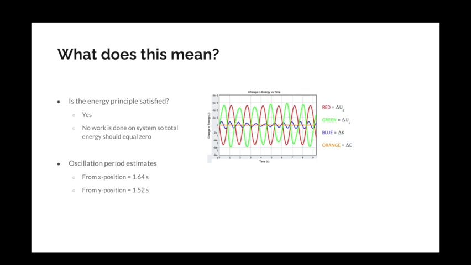And then what I was saying beforehand back on the last slide about updating the periods based on the x and y position: I found the x position period to be 1.6383 seconds and the y position to be 1.5194 seconds. And so if we would have used this x position period, then it probably would have made our last set of graphs more accurate.